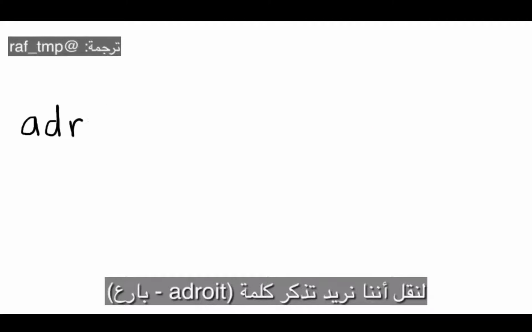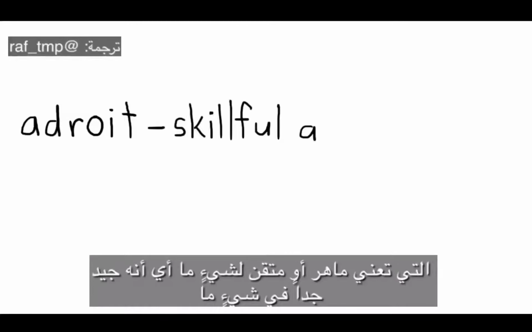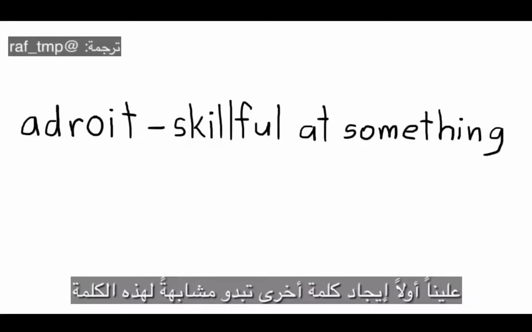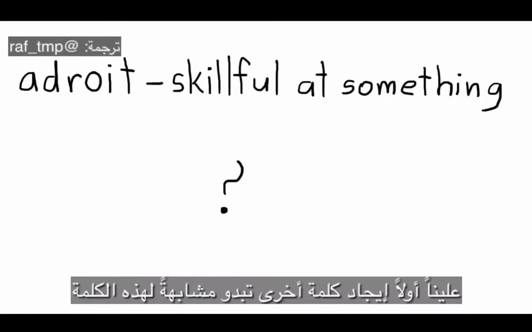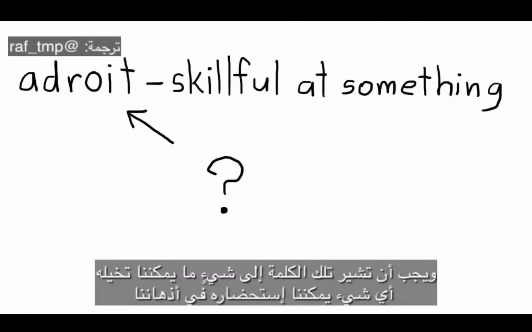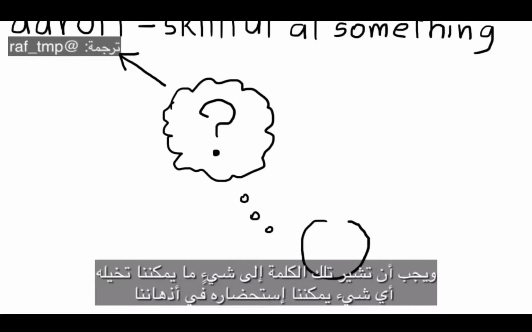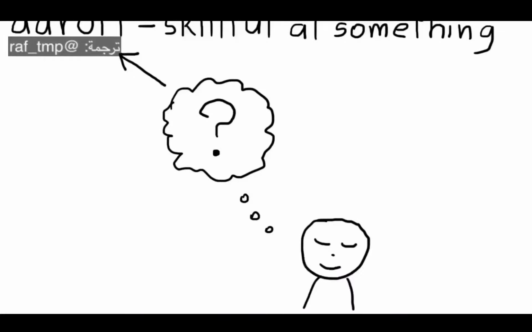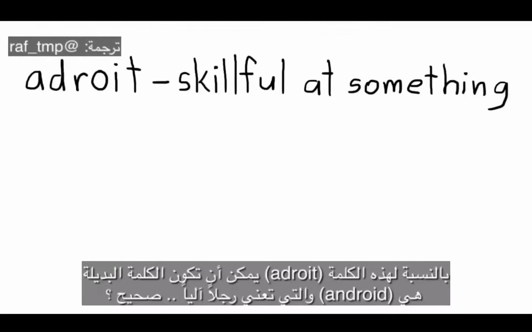So let's say we want to remember the word adroit, which means clever or skillful at something, really good at something. The first thing we need to do is to come up with another word that sounds similar to this word. And that word must refer to something that we can visualize, something that we can see in our mind. So for this word, the substitute word could be the word android, which means a robot, right?